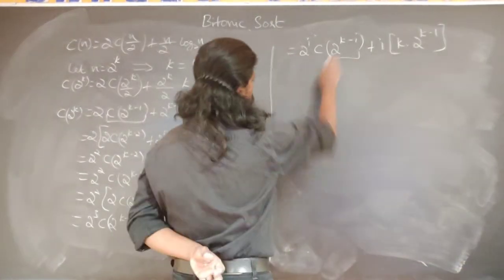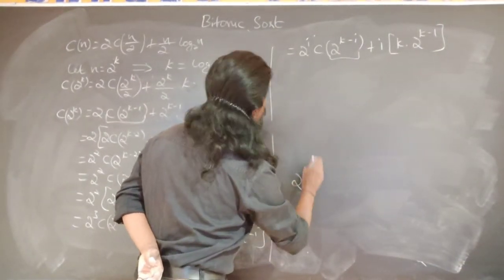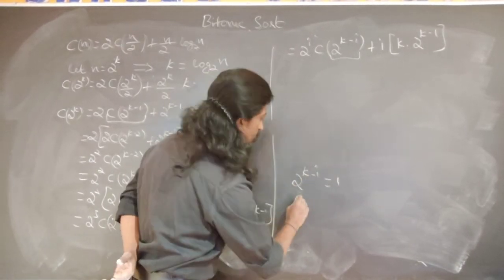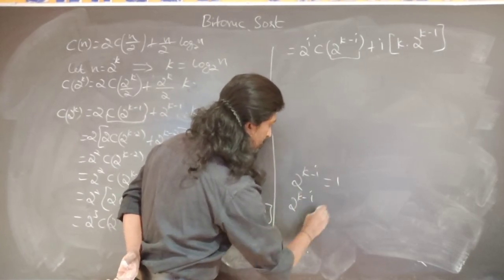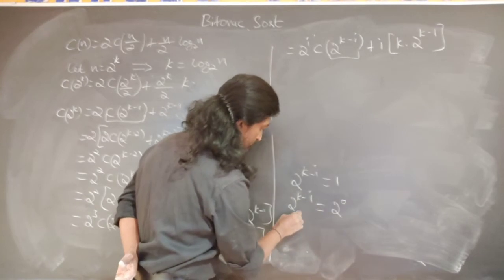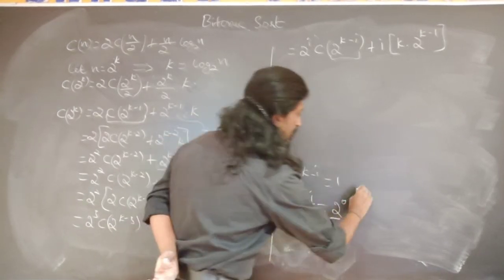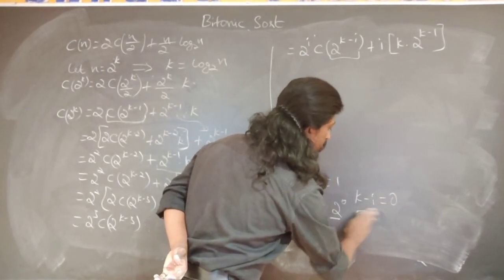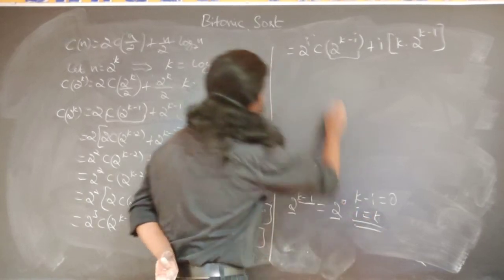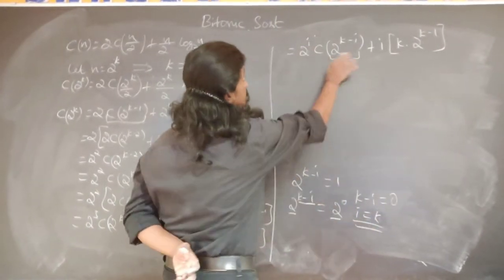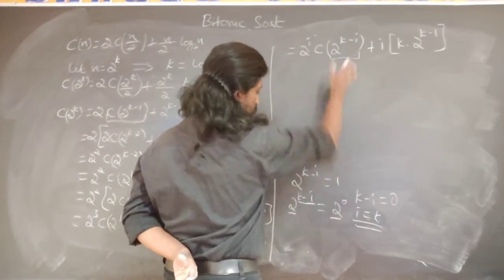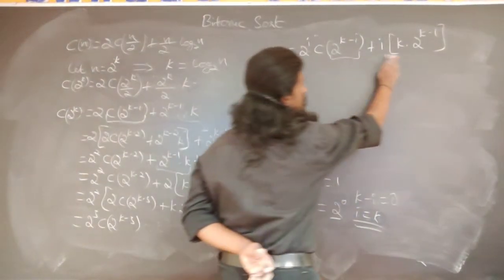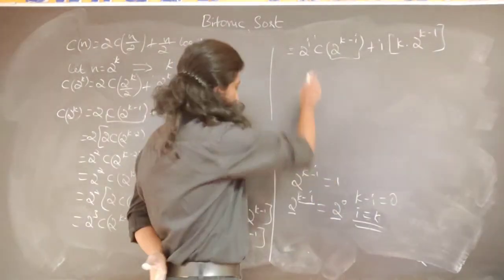To make that term 1, we need 2 to the power of k minus i to be equal to 1. So when will 2 to the power of k minus i be equal to 1? If it is equal to 2 to the power of 0, the bases are the same. So therefore we want k minus i to be equal to 0, or we want k to be equal to i, or i to be equal to k. Now when i becomes k, this term will become C of 1, which is equal to 0. That is what we saw in the initial condition, C of 1 is equal to 0. If this term vanishes, then what remains will give us some expression that will be the order of growth. We will see what it will be.